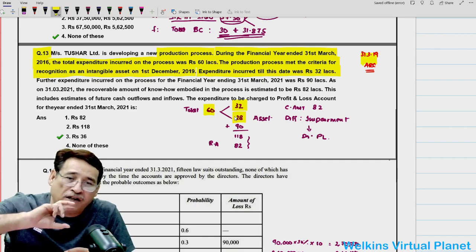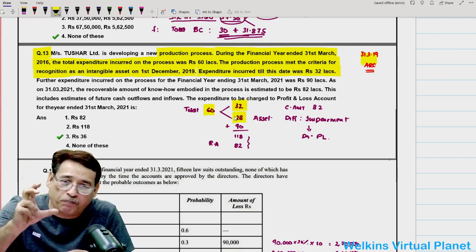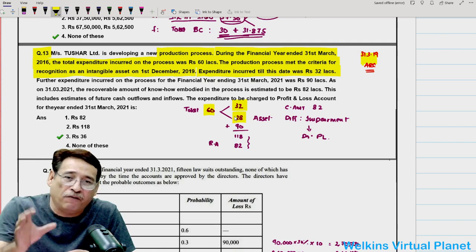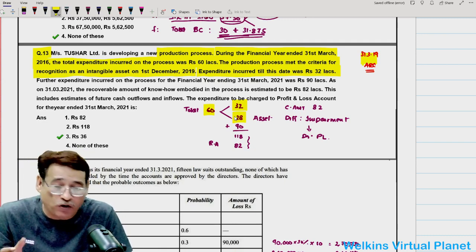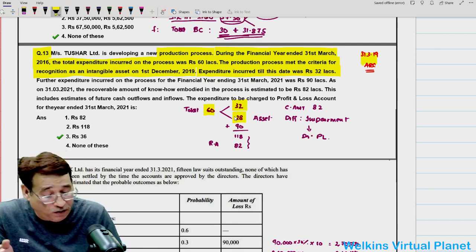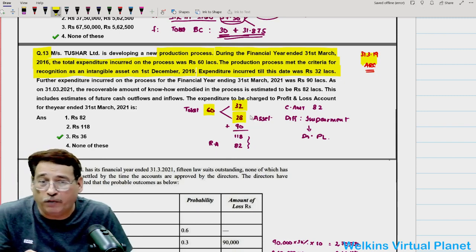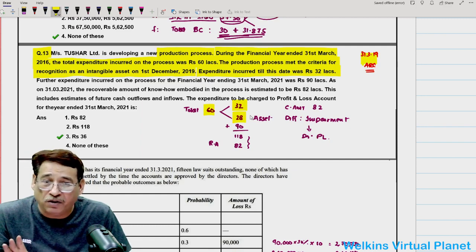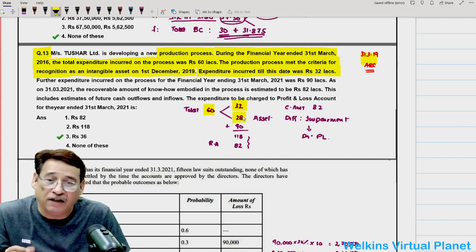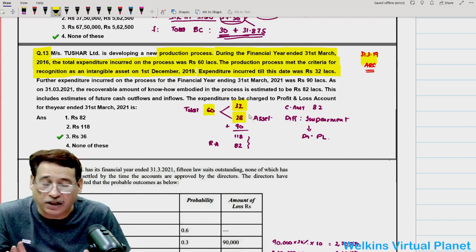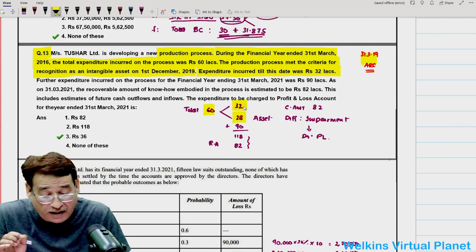Out of 60 lakh, 32 lakh, which we have already spent, will be considered as part of expensed profit and loss account, while at 28 lakh value, this particular asset will be recognized. Is it clear to you or not? That means out of 60 lakh, 28 lakh will be capitalized, because 32 lakh we have already spent.